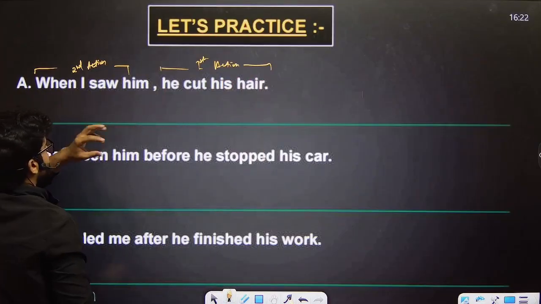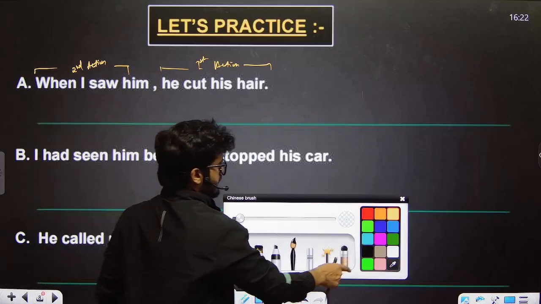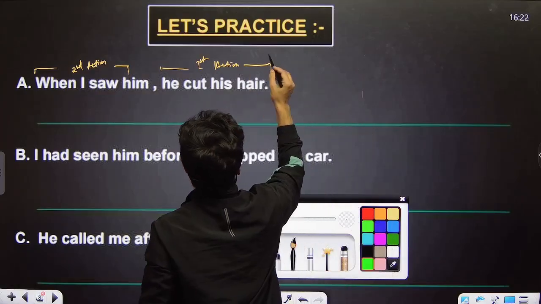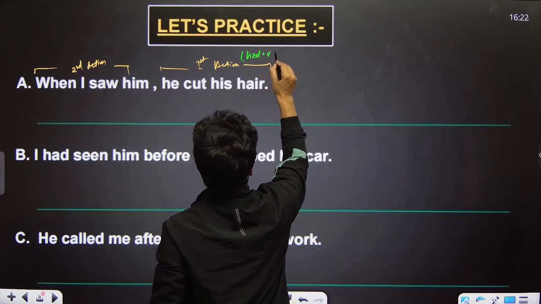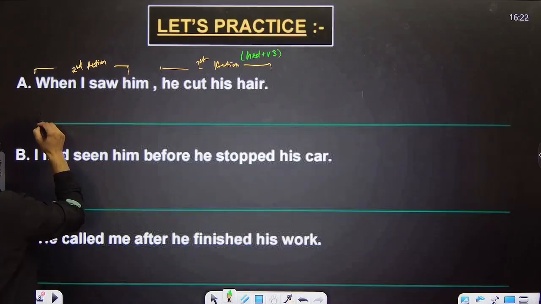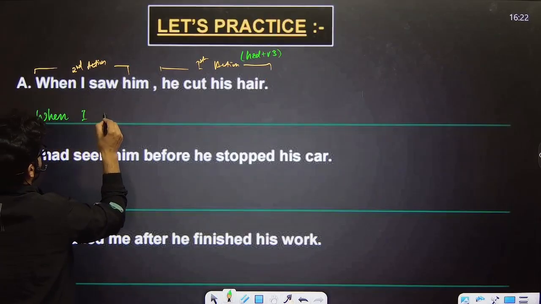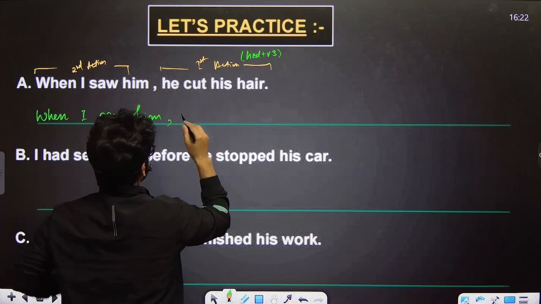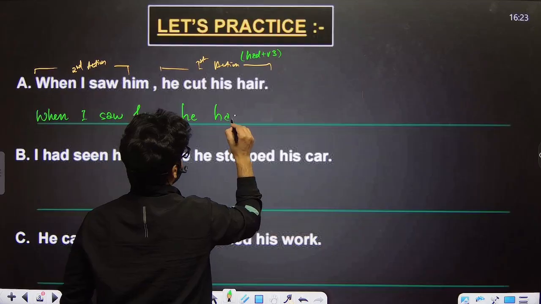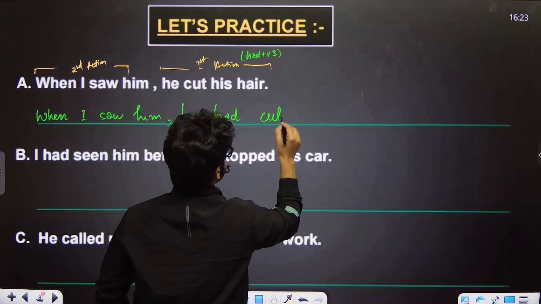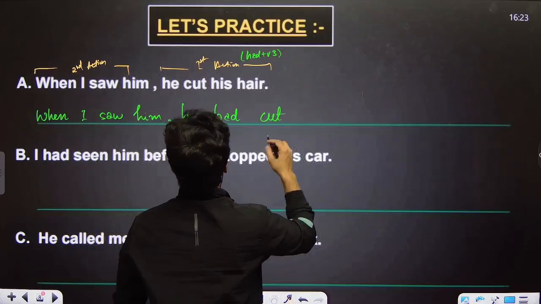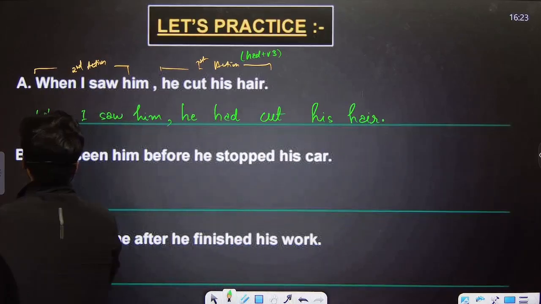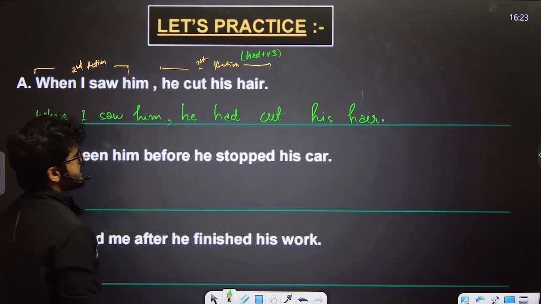So he cut his hair, and the case we have learned is that the first action should be contained with had plus verb 3, and this is verb 2. When I saw him, it is correct. He, and now you are going to give it what? Had plus verb 3. He had cut. Cut will remain the same because in verb 1, verb 2, verb 3, cut remains the same. He had cut his hair. Then comes, I had seen him before he stopped his car.